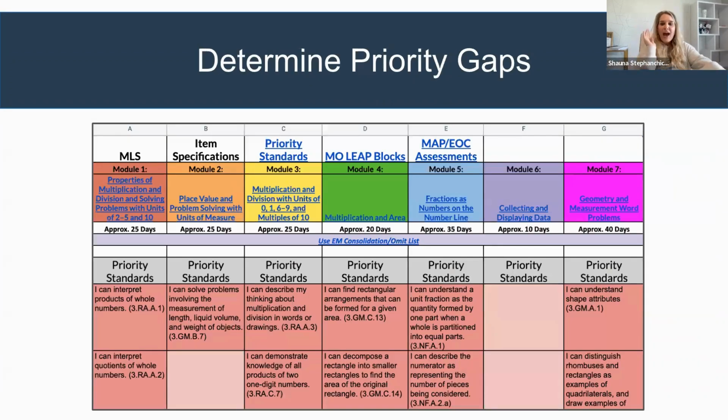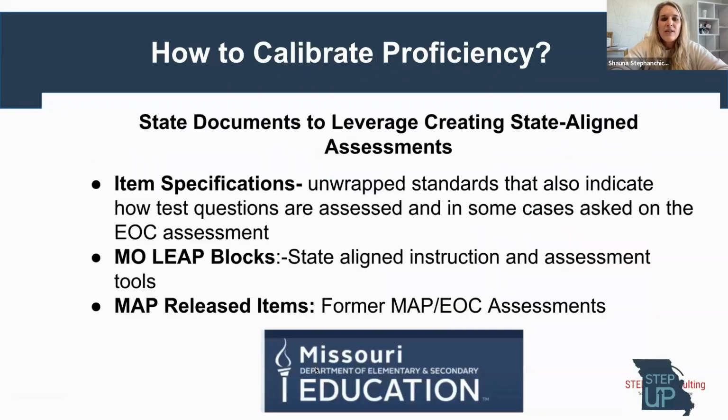So once we have paced the priority standards, you've got to know when you're currently teaching them or when you want to teach them, because that leads to knowing what our assessment needs to be over, these 2 standards. So now let's talk about, how do we calibrate our proficiency scale?